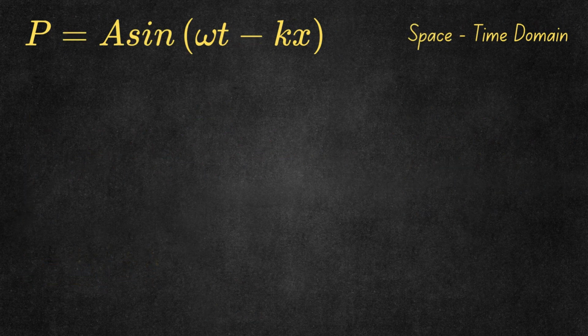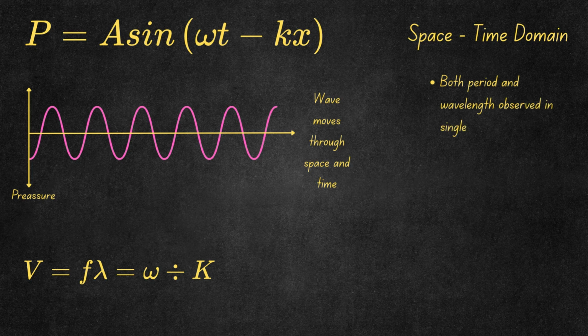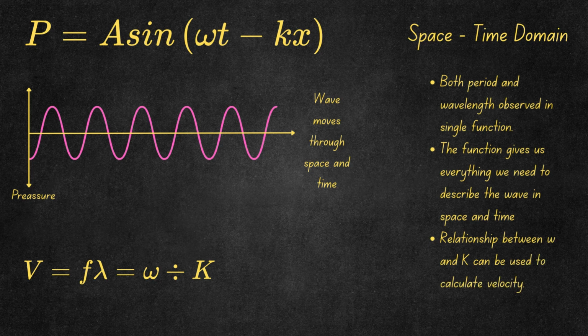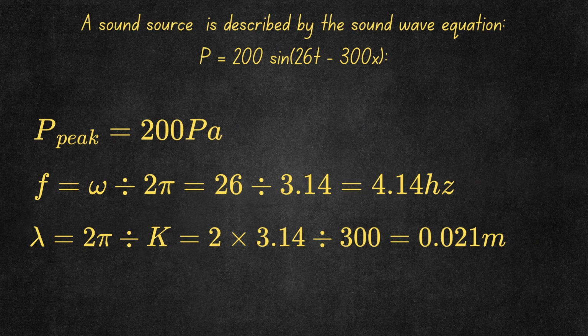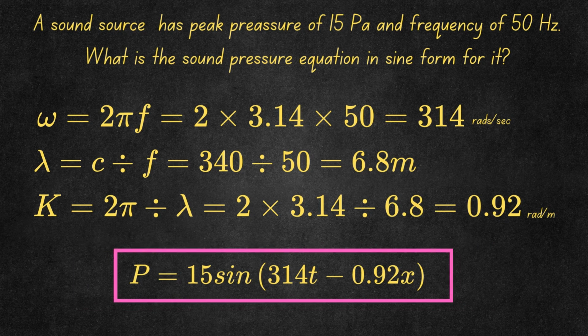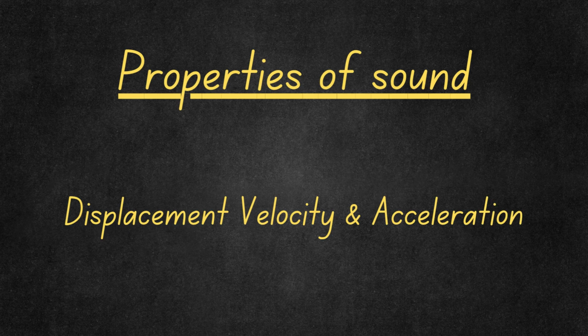This final formula combines both functions to allow us to describe a wave in motion through space and time. Both the period and the wavelength can be observed in a single function. The relationship between the angular frequency and wave number can be used to find the wave's velocity. This function gives us all the information we need to describe the wave in time and space. The following example shows how peak pressure, frequency, and wavelength can be found from the combined wave equation formula. And this example shows how we can write a wave equation if we know the peak pressure and frequency of a wave.